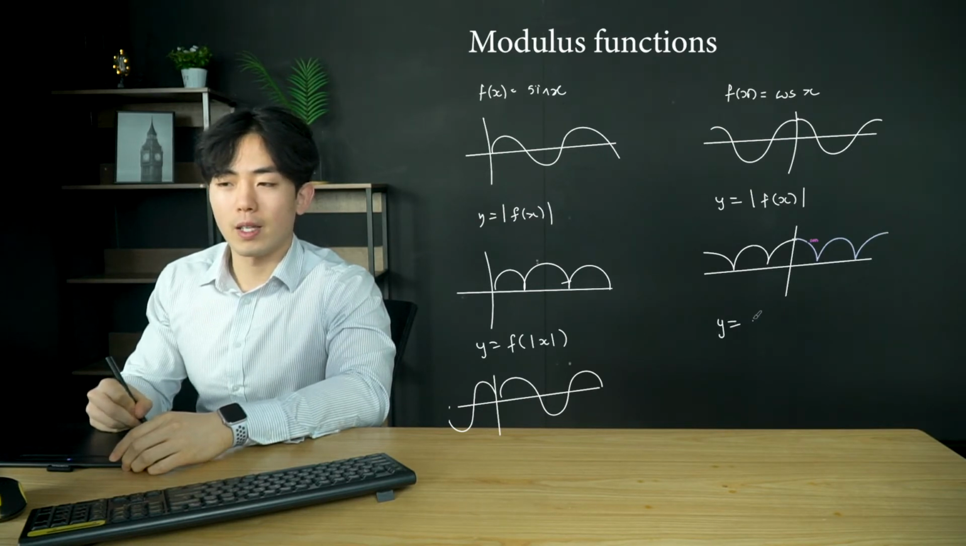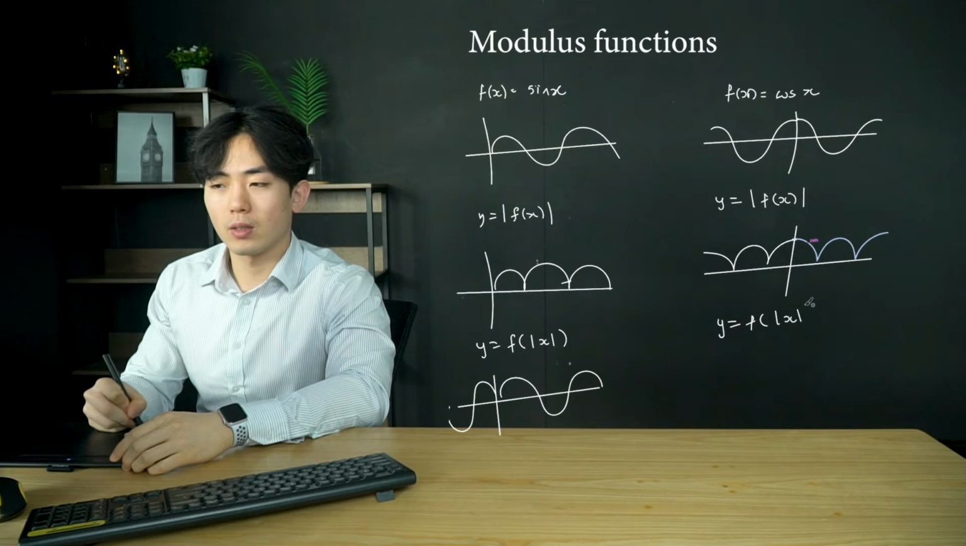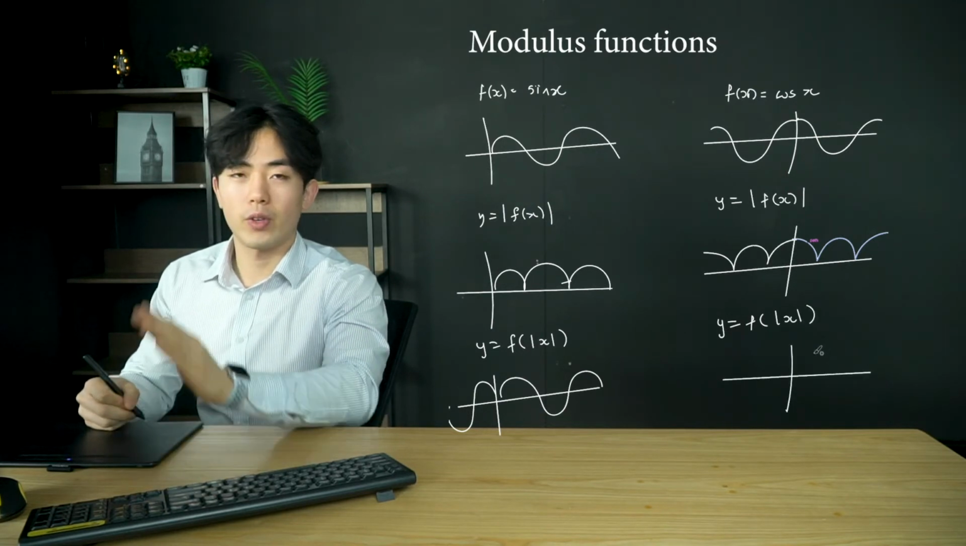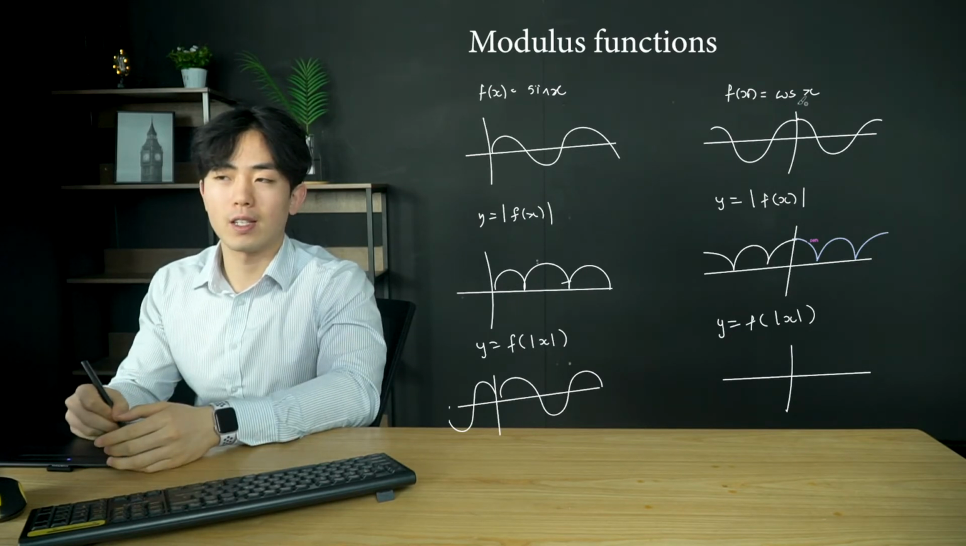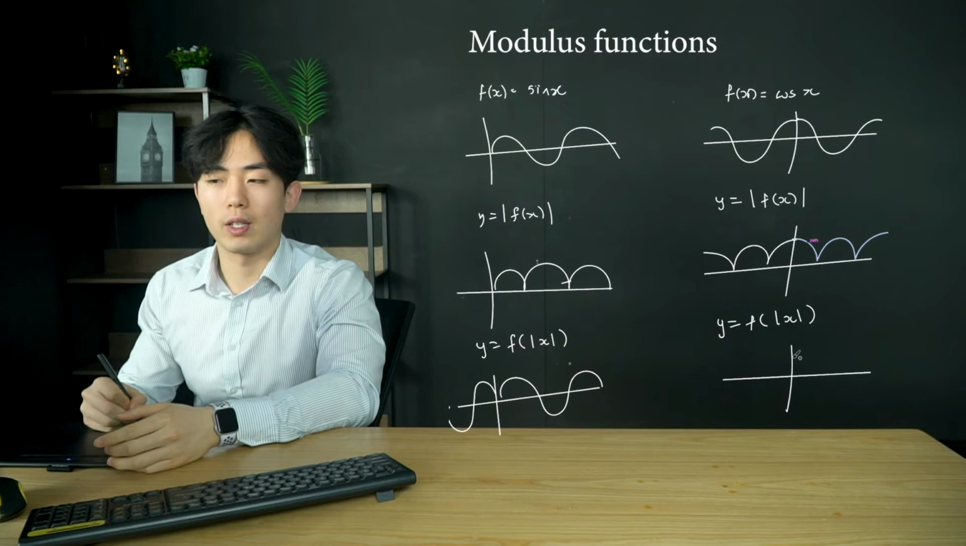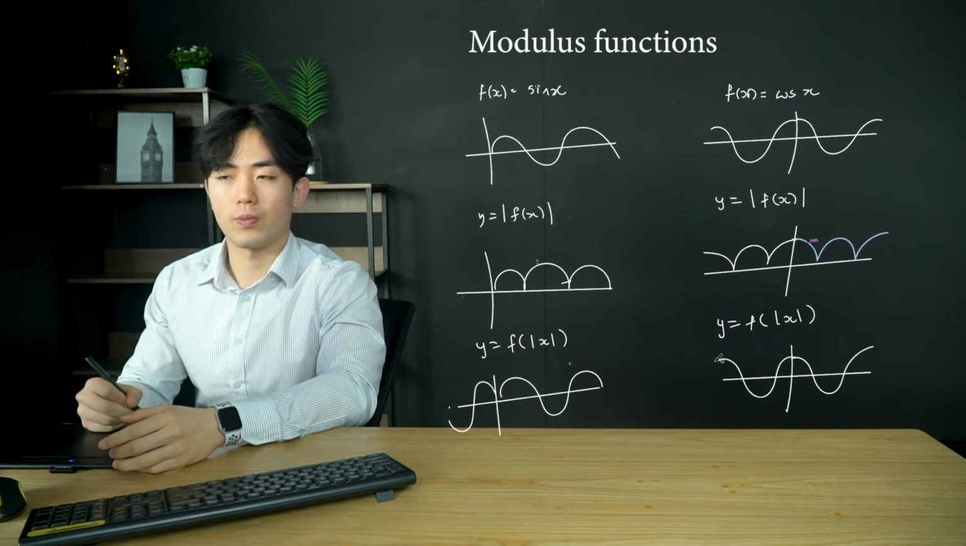If I was to draw y is equal to f of the modulus of x, once again, we reflect everything on the right hand side to the left hand side, but as you can see, this graph is actually symmetrical along the line x is equal to 0. So it just wouldn't have any effect in this example. So it just still looks like the cos x graph.